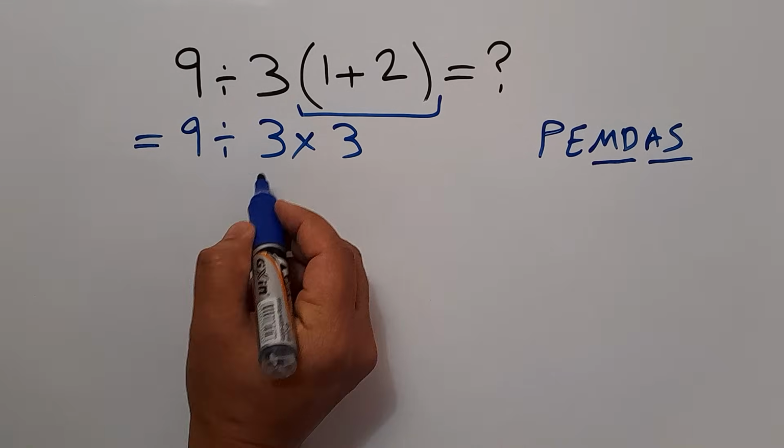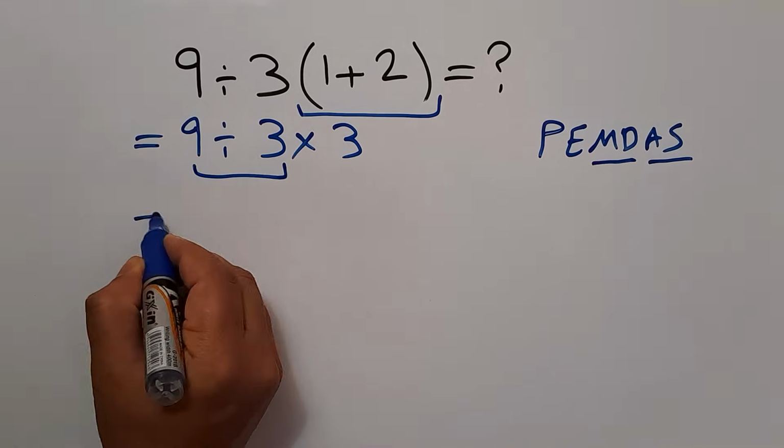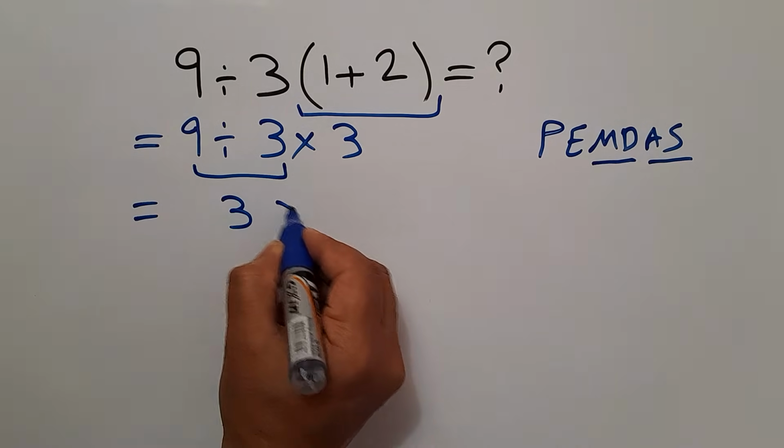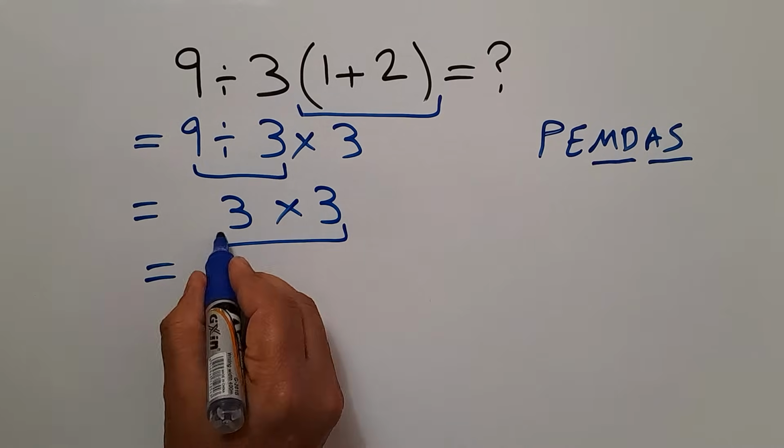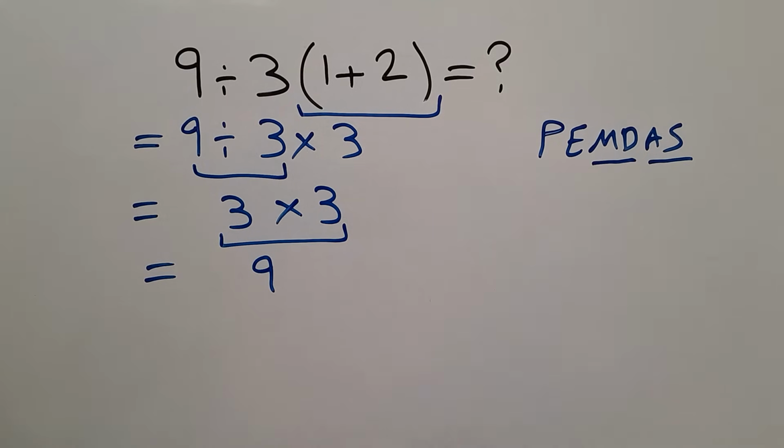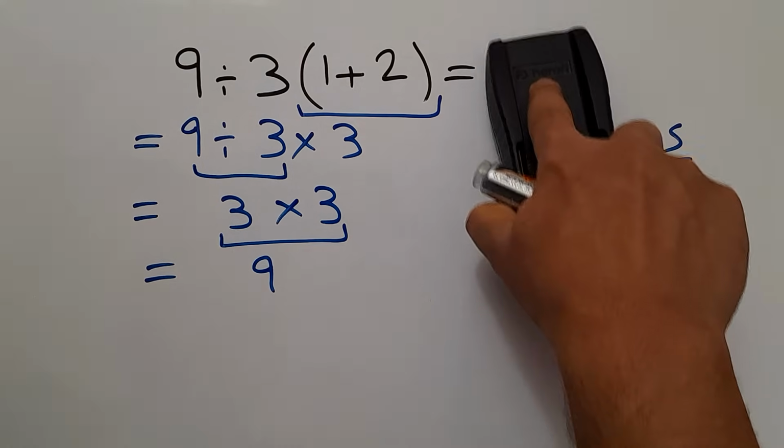9 divided by 3 equals 3, and 3 times 3 equals 9. So our final answer to this problem is just 9.